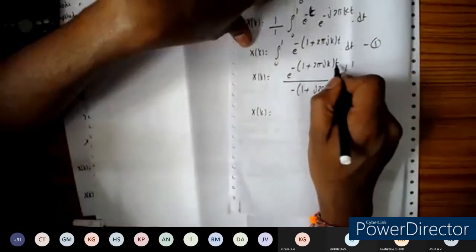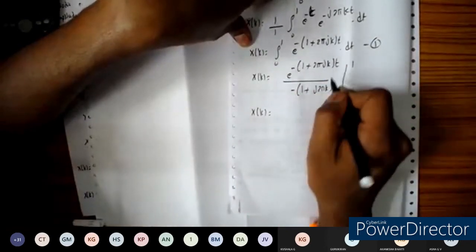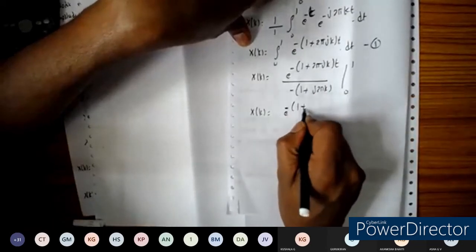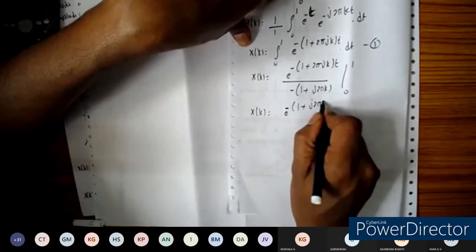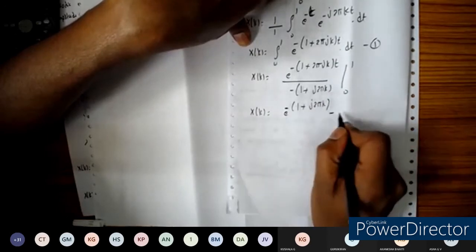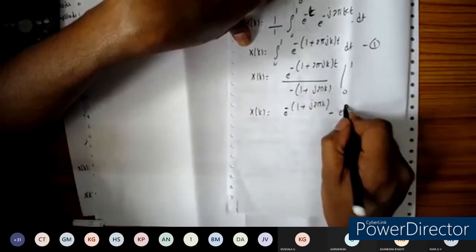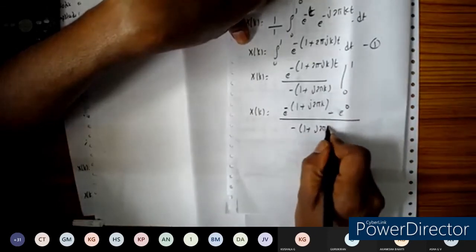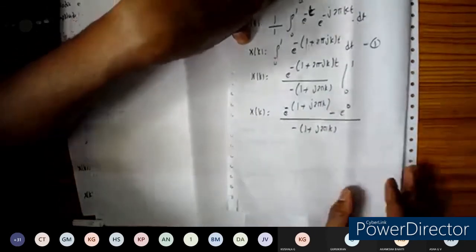into t is there here. I've forgotten t, you can mention t. So substitute the upper limit, e to the power of minus t. So it is 1 into 1 plus j 2 pi k, minus e to the power of 0, which is nothing but 1, divided by minus 1 plus j 2 pi k. We will get 1 plus j 2 pi k here.